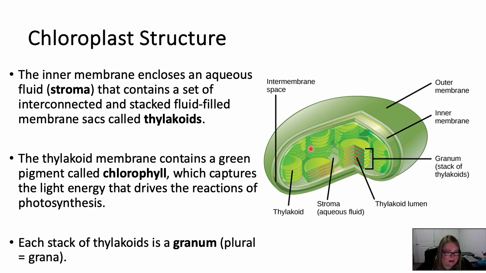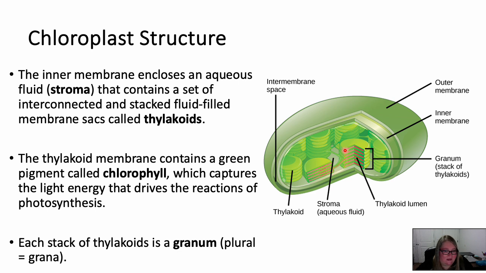Okay, so the inner membrane is going to have an aqueous fluid called stroma, and it's going to contain these interconnected fluid-filled membrane sacs, which we're going to call the thylakoids. Okay, so in cyanobacteria, these are part of the folds in the plasma membrane. We're going to have individual membranes bound in a membrane, so, right, membrane-bound organelles. Okay, so these are our thylakoids.